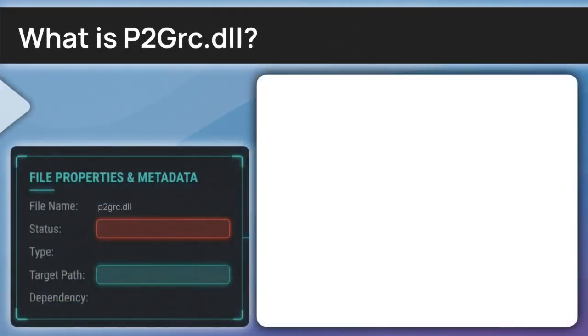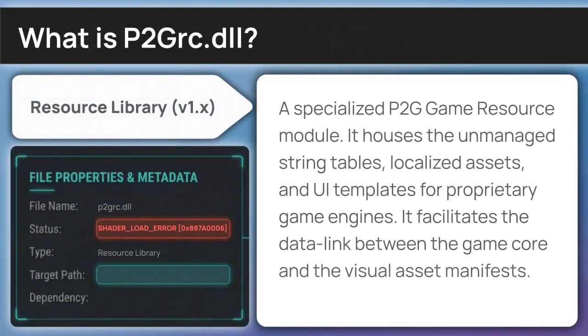This is the P2GRC Library, a specialized P2G Game Resource module. It houses the unmanaged string tables, localized assets, and UI templates for proprietary game engines. It facilitates the data link between the game core and the visual asset manifests.